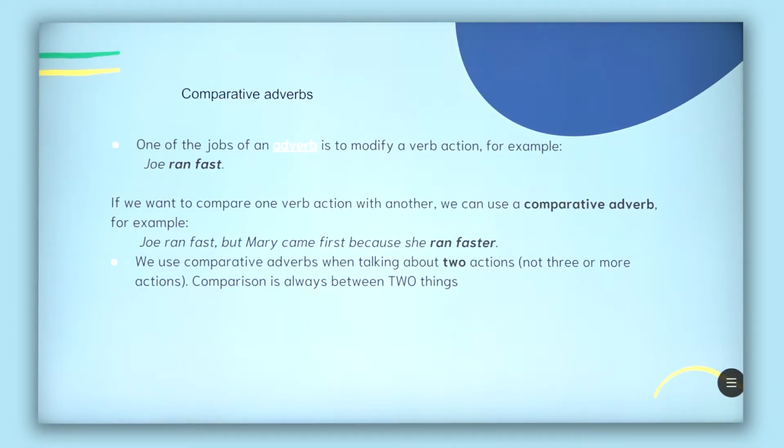For example, Joey ran fast, but Mary came first because she ran faster. We use comparative adverbs when talking about two actions, not three or more actions. Comparison is always between two things.